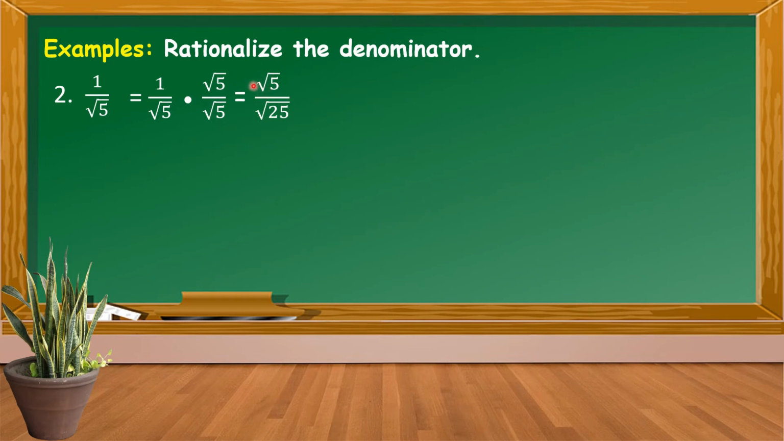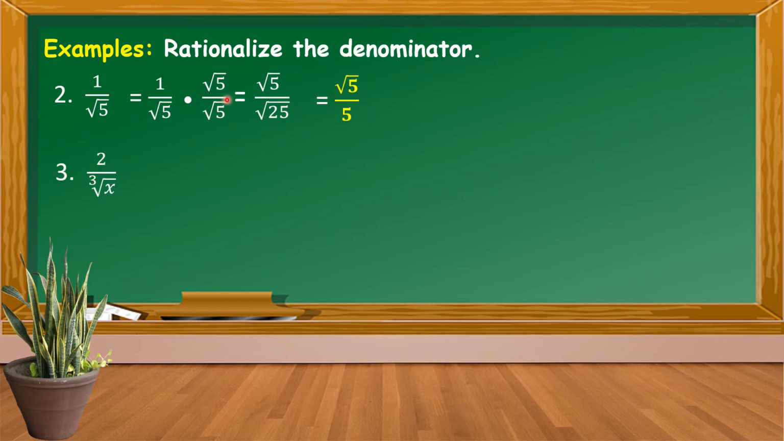Hindi ko na lang nilagay yung 1. Then, 5 times 5 is 25. Ang square root ng 25 is 5. So, our final answer is square root of 5 over 5. So, nawala na si radical sa denominator. And this is our simplified form.